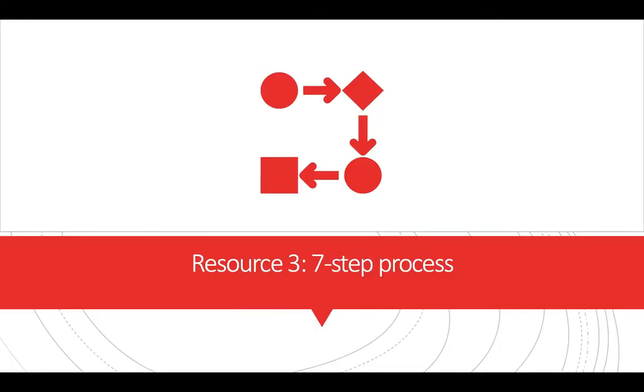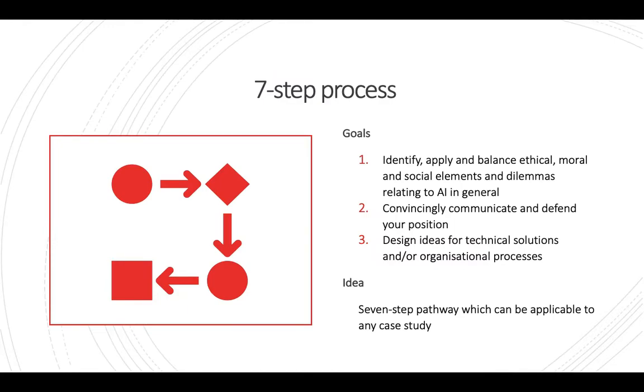Lastly, we have the 7-step process. The 7-step process works as a thinking framework that teaches you how to approach case studies in a practical, problem-based, and systematic manner. In the exercise, you can analyze problems or use cases using 7 steps with the requirements of Trustworthy AI integrated as part of the process. So with this process, you can identify and balance ethical, moral, and social elements and dilemmas related to AI in general, and communicate and defend your position. And lastly, as a group or as an individual, you can come up with ideas for technical solutions or organizational processes.